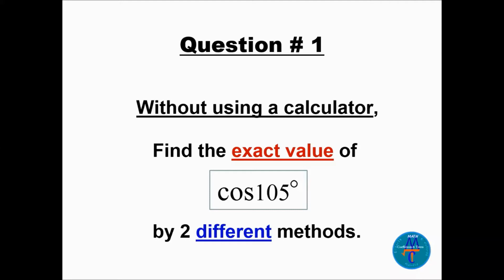Guys, I would like to share with you in this video a nice question, the one that you can see on the screen. Find the exact value, without using a calculator, of cosine 105 by two different methods. Just try to think, make a pause for a second. Think of how you can find cosine 105 without using a calculator.